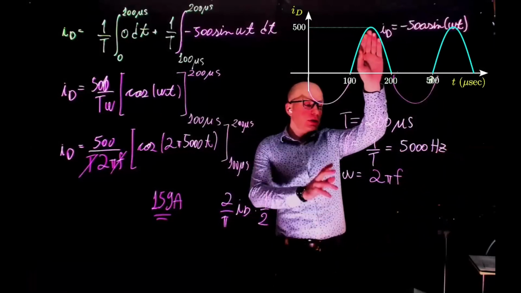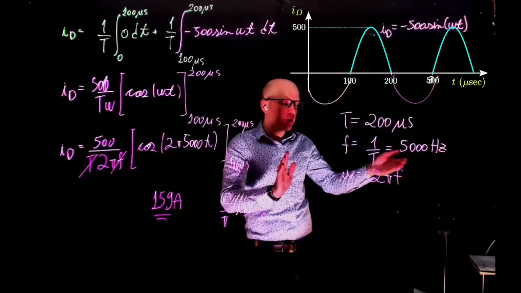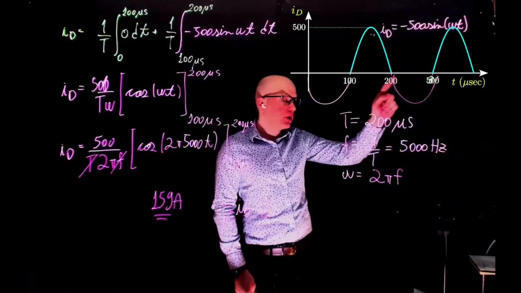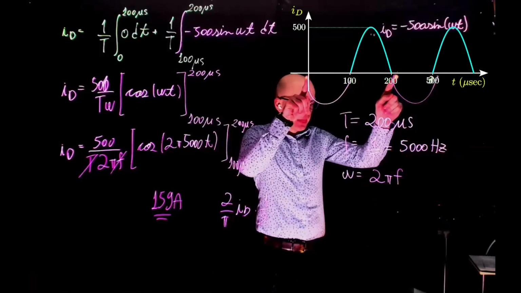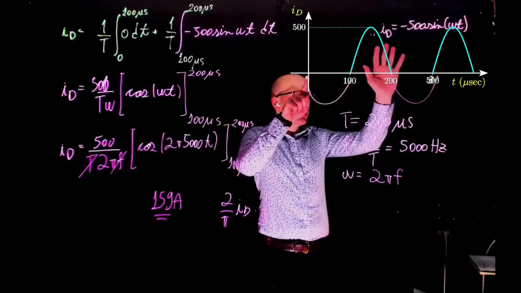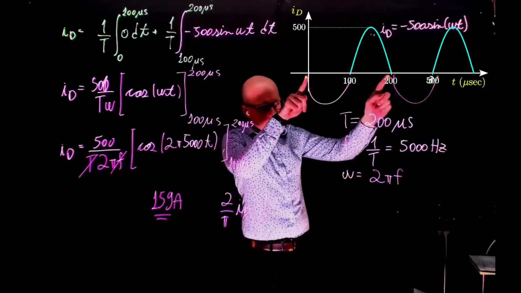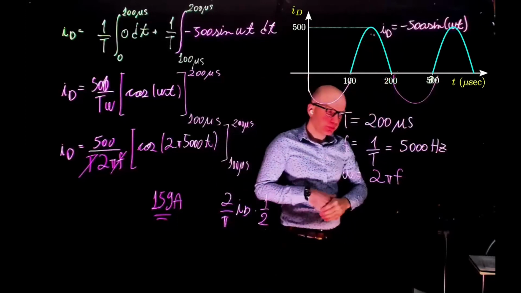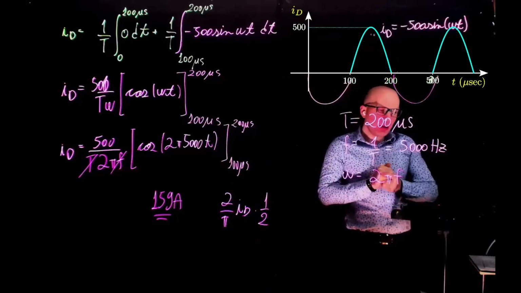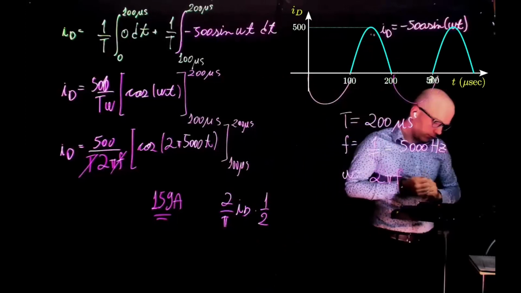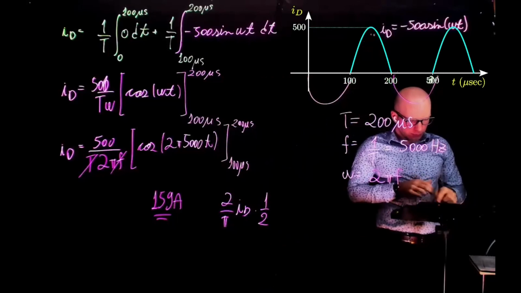Now we need to distribute that area over the entire period of the function to find the average, because your sinusoidal waveform is not only happening here, it's repeating after this amount of time. Hence the 1 over T. You want to take this area and distribute it over this period. Hence 1 over T. Any other questions?